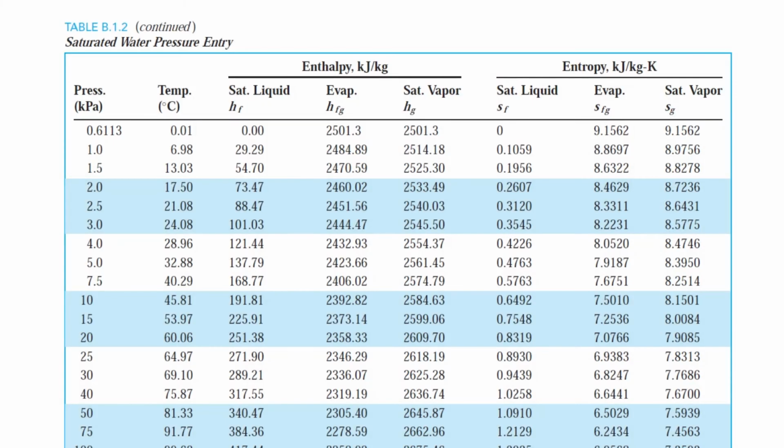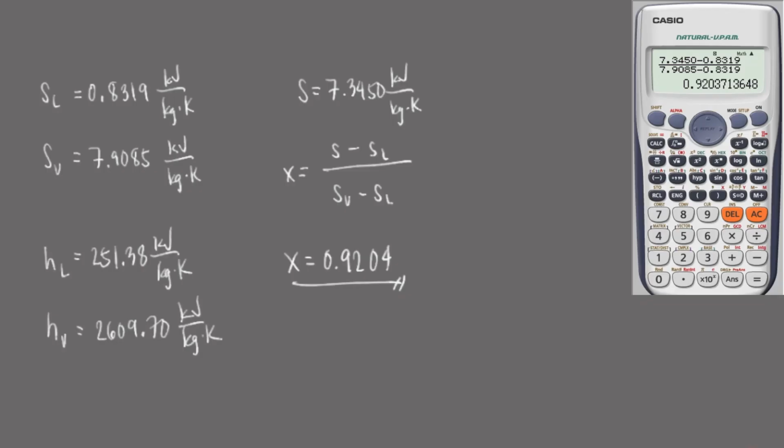For that, we have to take a look at the values of the enthalpy of the saturated liquid and saturated vapor at 20 kilopascals. For the saturated liquid, we have 251.38 kilojoules per kilogram. And for the saturated vapor, we have 2,609.70 kilojoules per kilogram. We can now rearrange our formula for the quality to determine the enthalpy of our outlet stream for isentropic conditions. We have H2 prime is equal to the enthalpy of the saturated liquid plus quality times the enthalpy of the saturated vapor minus the enthalpy of the saturated liquid.